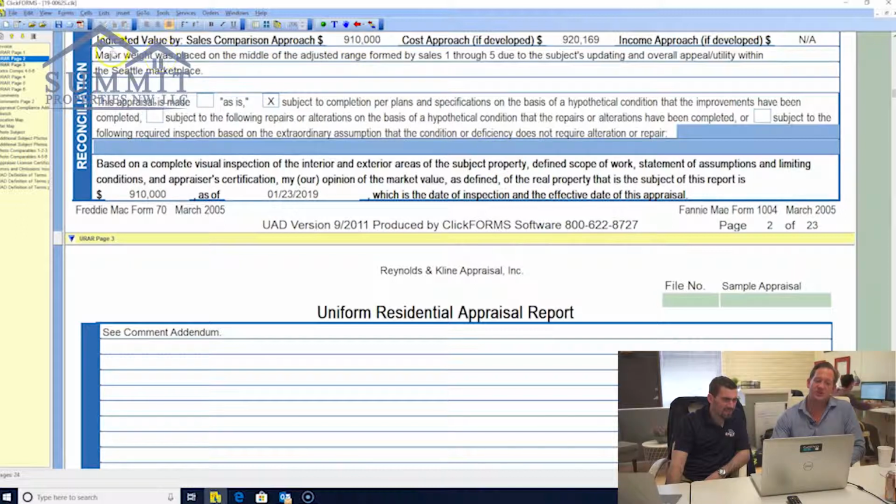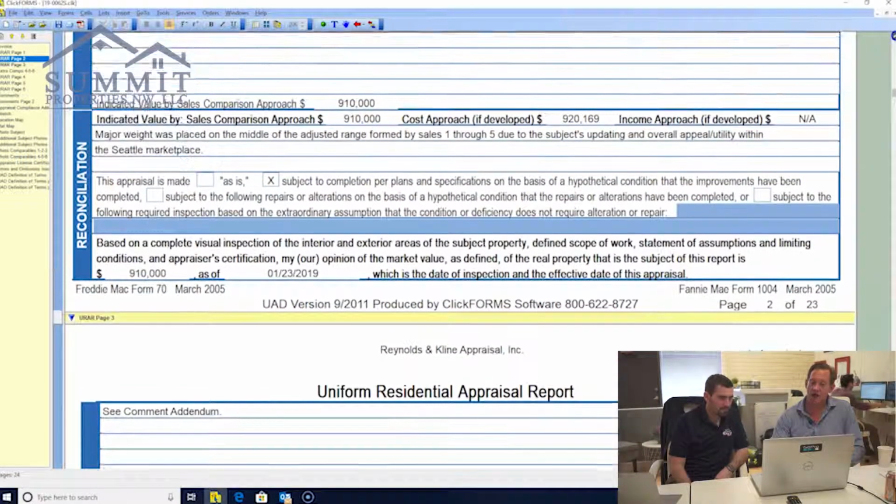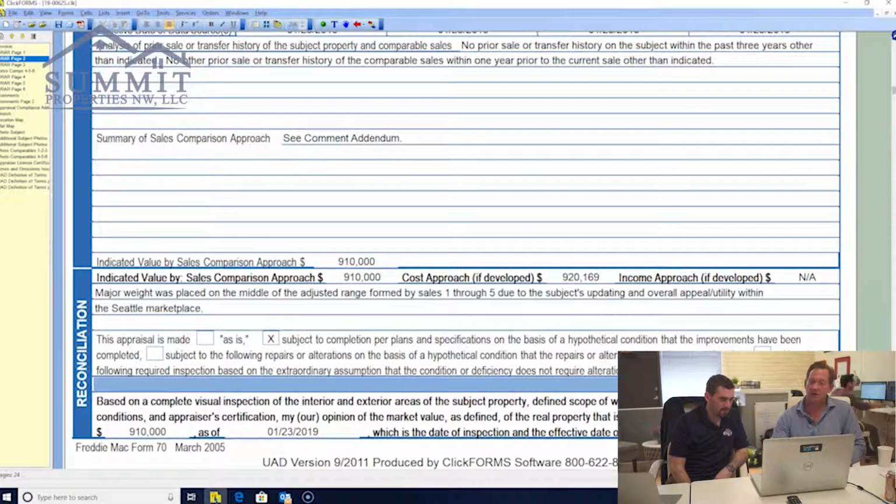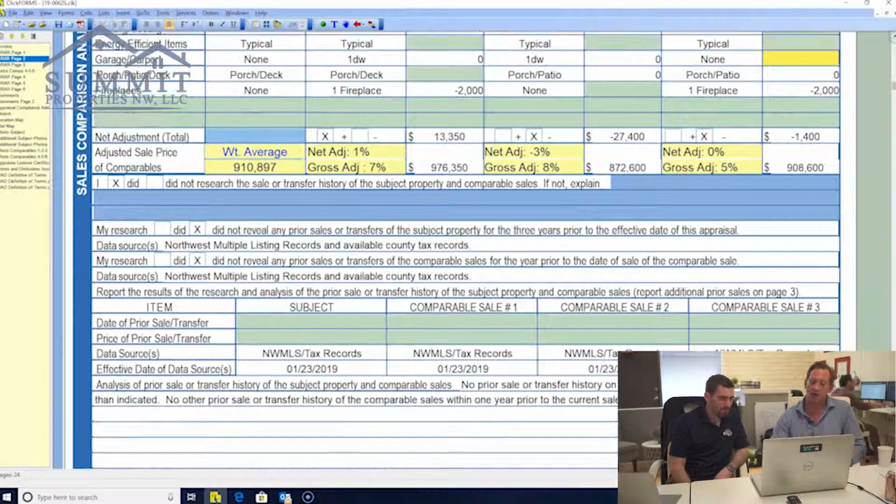And here we have a little bit of a summary on why we are where we're at. Major weight was placed in the middle of the adjusted range, formed by sales 1 through 5. Due to the subject's updating and overall appeal, there's a range of value. I came in at the middle of the value. It's an average updated home for Ballard. So that's why we're at 910 here, and that's in the middle of 872, 976, 908. Understood. So that's where we're at.